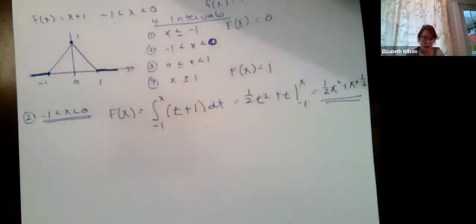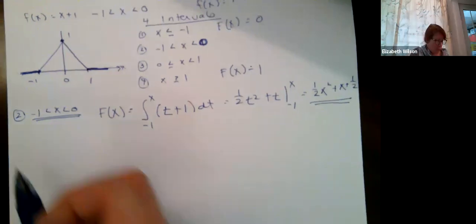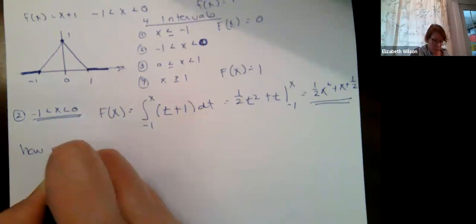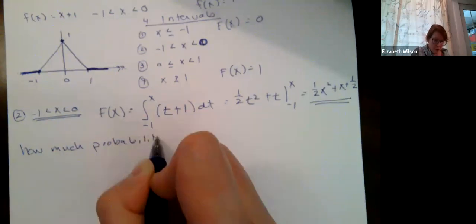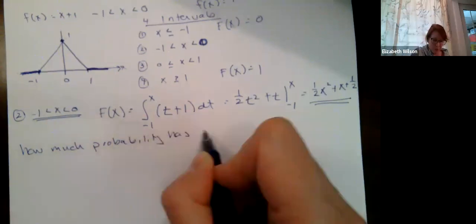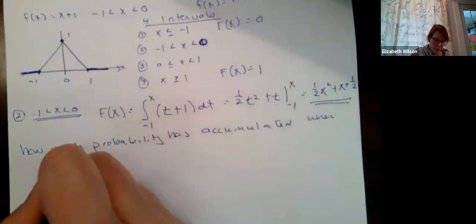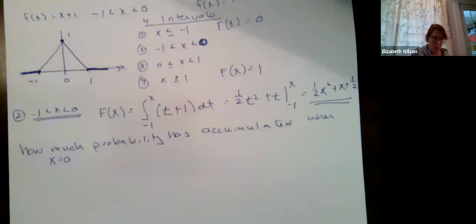Okay, let's just take a reality check and think about that one for a minute. So how much probability has accumulated when x is equal to 0? So right here, how much probability have we accumulated when x is equal to 0?